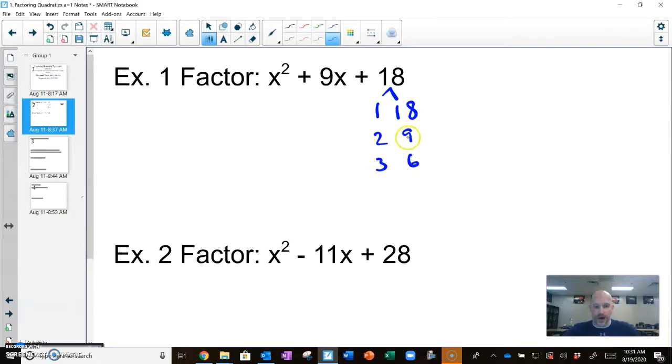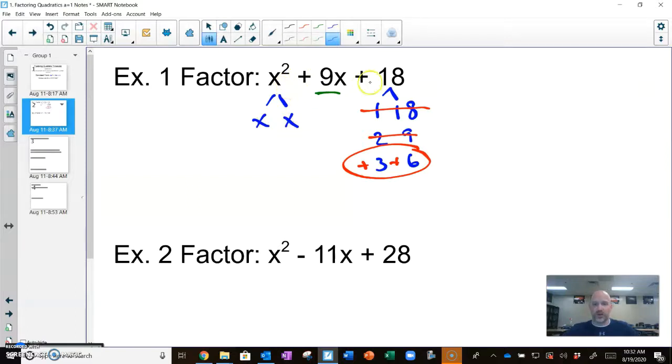Now, of those factors, I'm looking for ones that combine to give me this value of 9. So, can 1 and 18 get me 9 through adding or subtracting? No. Can 2 and 9 through adding or subtracting get me 9? No. Can 3 and 6? Sure. Positive 3, positive 6, that'll get me 9. So this is what I want to use. If I look over at my x squared term, there's only two things that can be multiplied to get me x squared, and that's x times x.